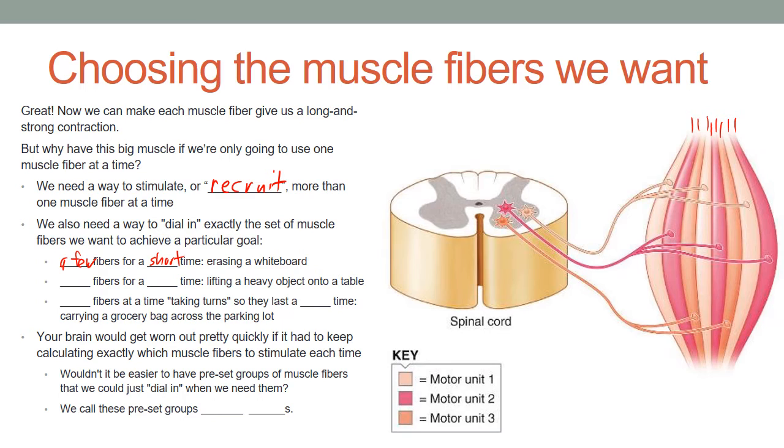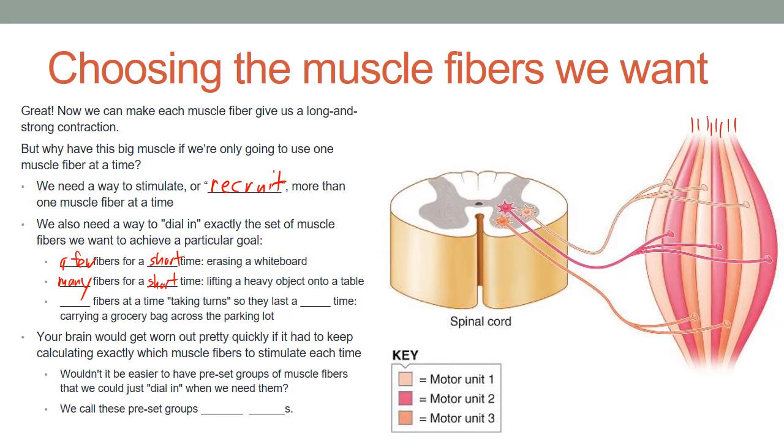If I contracted my entire muscle to pick up the whiteboard eraser, I'd probably throw it all the way up into the ceiling. But sometimes we want to lift a heavy object, so we need many fibers to contract for a short time. For example, if I had a heavy object on the floor and I wanted to pick it up onto the table, I grab it, I exert almost my full muscle force to get it up off the ground onto the table, but then it's done. I didn't need those fibers for a long time.